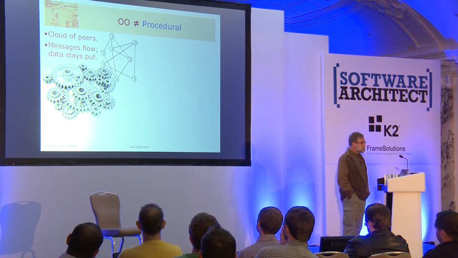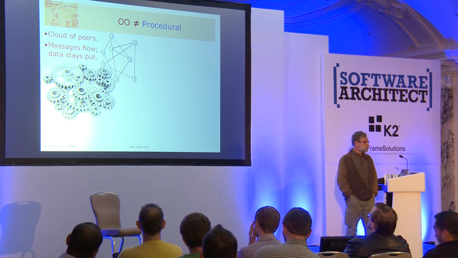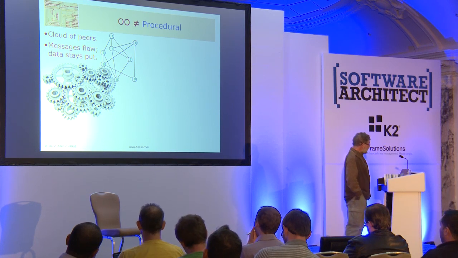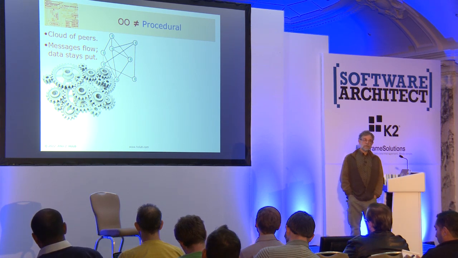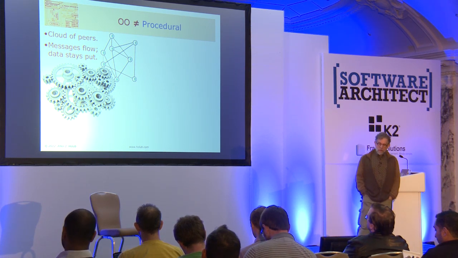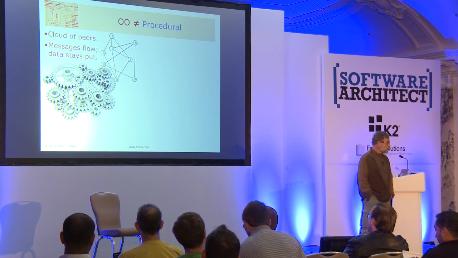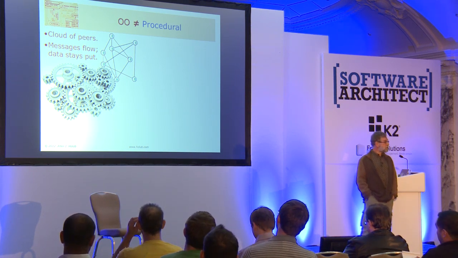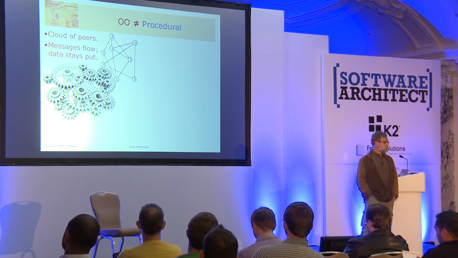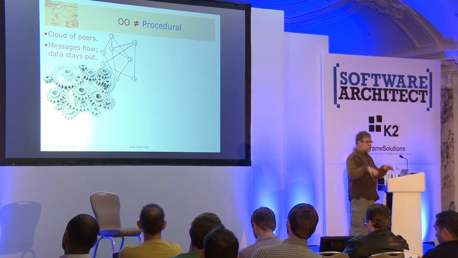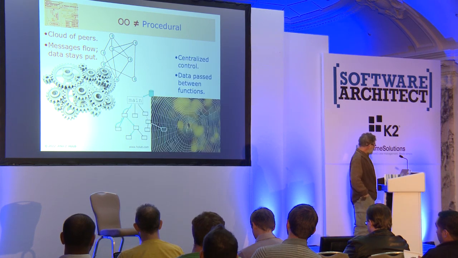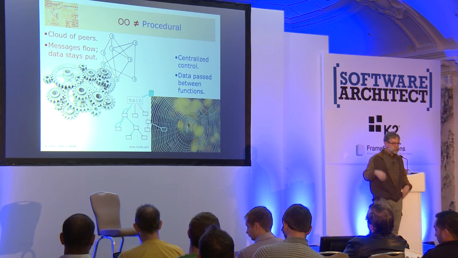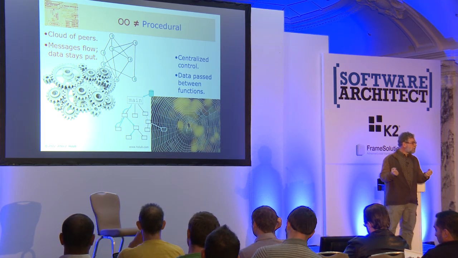OOP systems and procedural systems are very, very different animals. Object-oriented systems are clouds of peers talking to each other. In many object-oriented systems, the way that the OO system starts is main launches. It creates a bunch of objects, it connects them to each other, and then main terminates. So you have a cloud of peers talking to each other in order to accomplish something, usually over some kind of event-driven network. You compare that to a procedural system, where you have centralized control, a spider at the middle of the web, main, pulling all the strands.